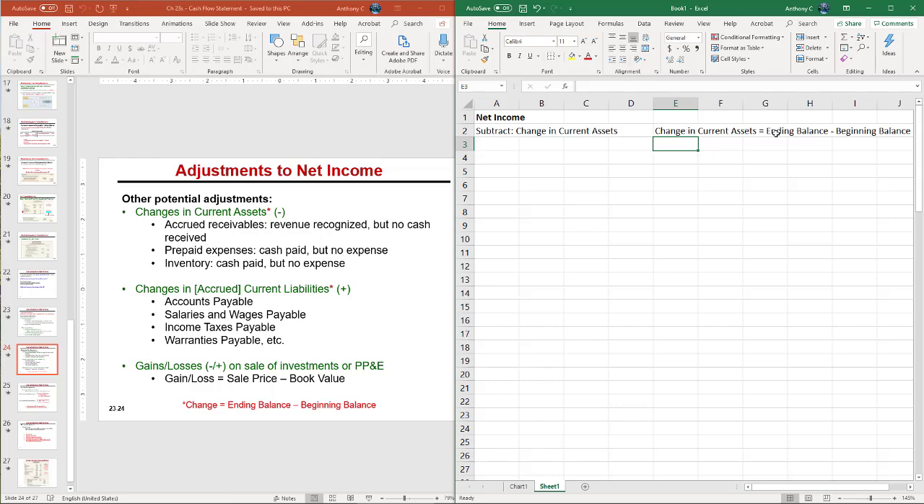Right, so for example, if AR increases, our ending balance will be greater than beginning balance, so we subtract it out. If, however, your ending balance is less than your beginning balance, then we end up with a negative number for the change, and so we add in a decrease in our current assets. So again, we already talked about accounts receivable on the previous slide. So if AR increases, again, that means some of our sales we did not collect in cash.